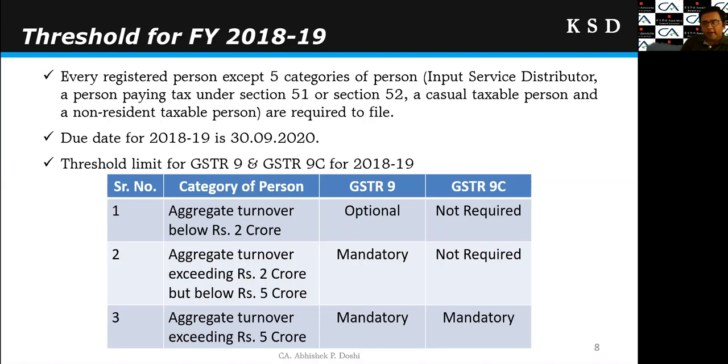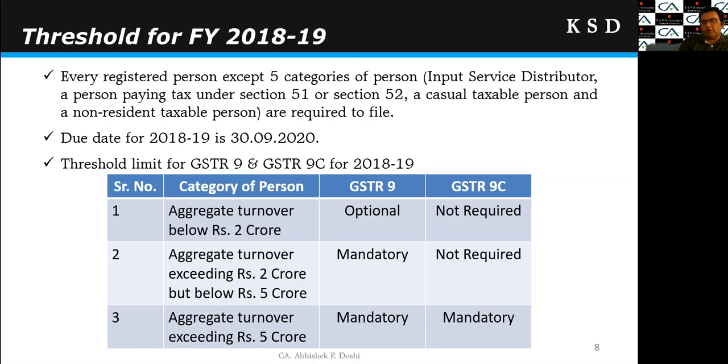For them, it is mandatory to file the GSTR 9 annual return, but GSTR 9C is not required. In 2017-18, the limit for the GSTR 9C was 2 crore, but now the same has been extended up to rupees 5 crore. So any person below the turnover of rupees 5 crore is not required to file the GSTR 9C. Then, aggregate turnover exceeding rupees 5 crore.